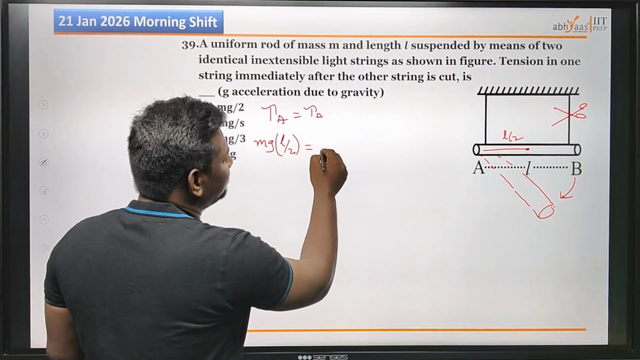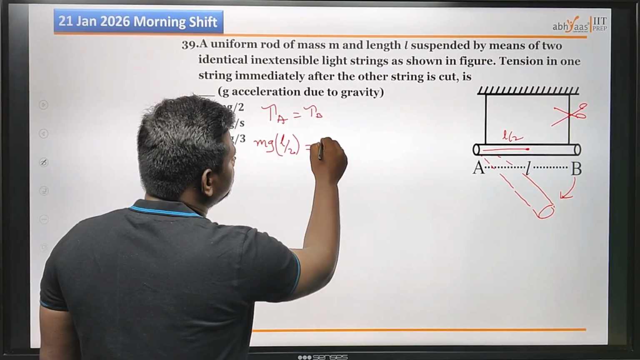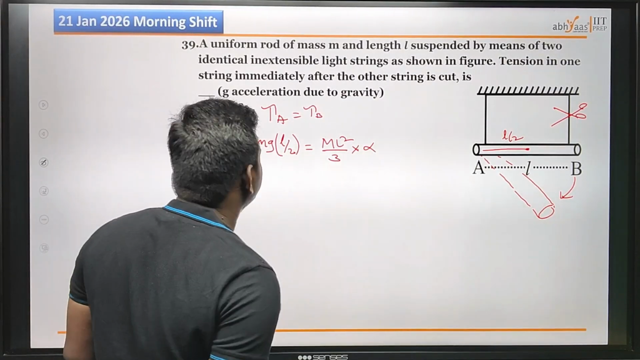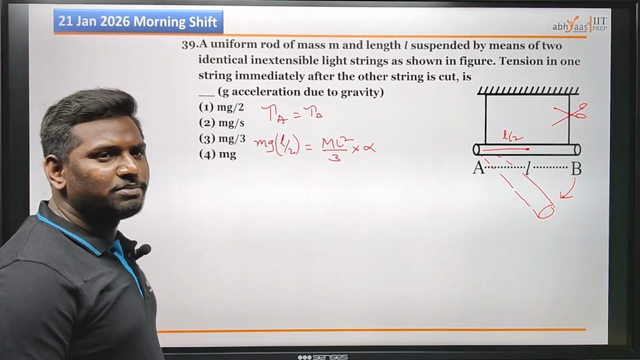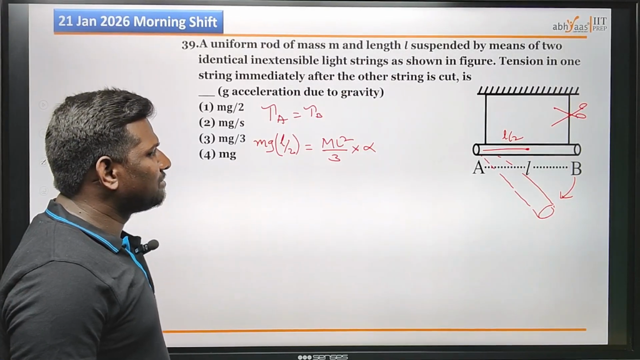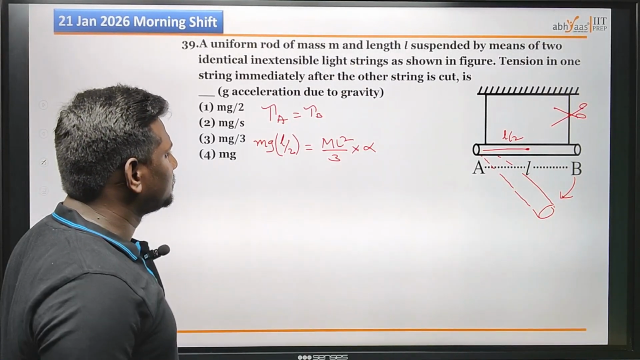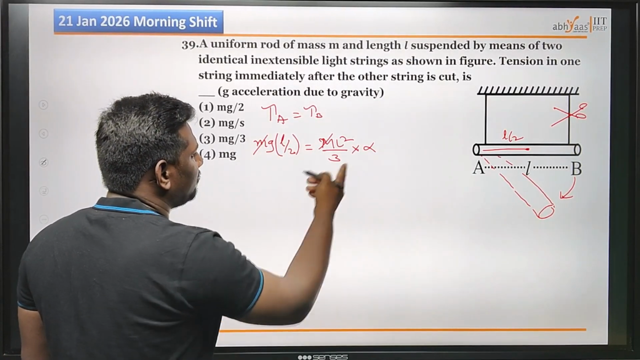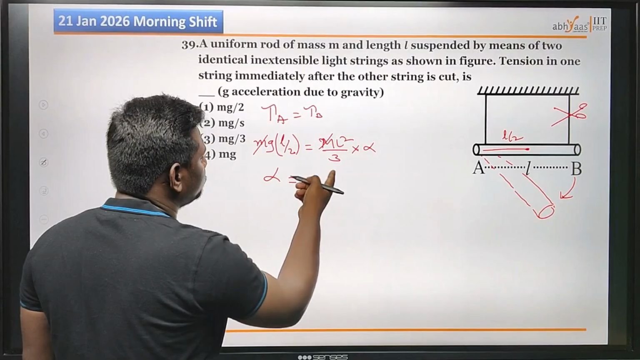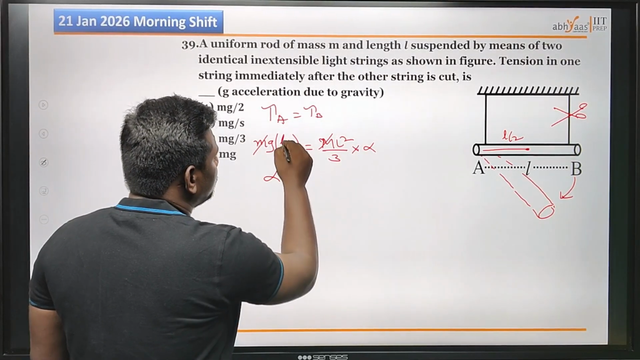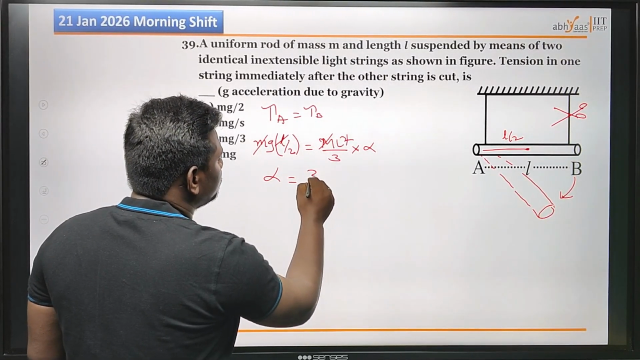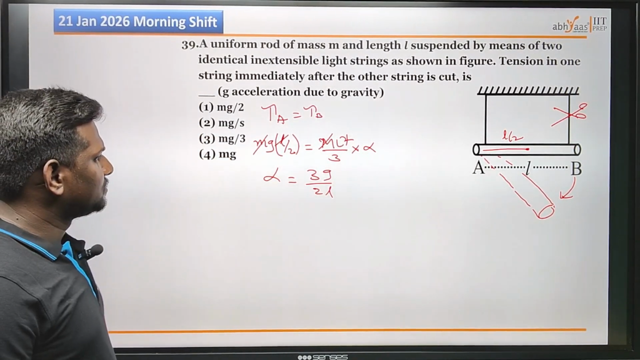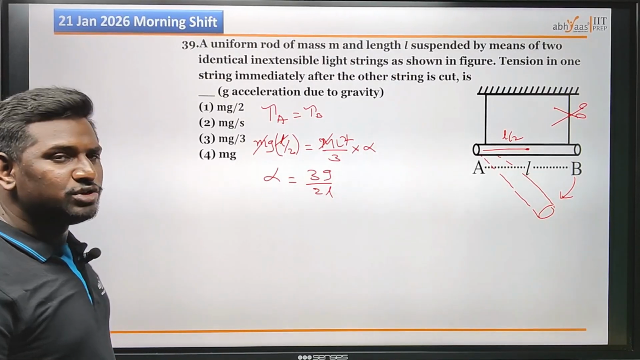So what is the I? Moment of inertia, ml square by 3, into alpha. What is this one? ml square by 3 into alpha. So from this one, if you cancel out m and m, and find alpha, L gets cancelled. 3g by 2l. What you are getting? 3g by 2l.